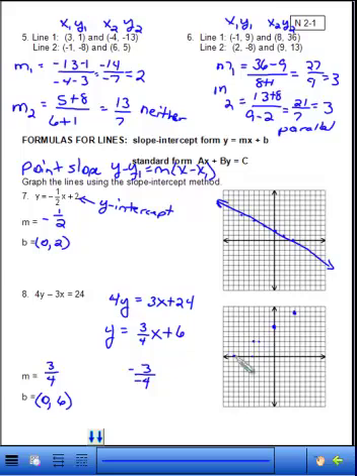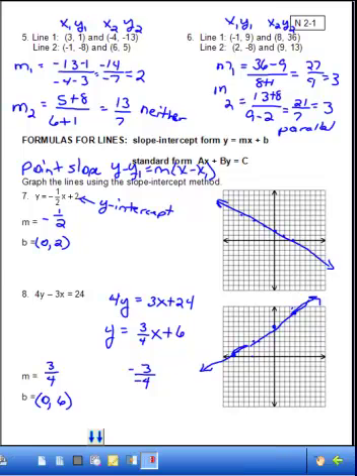Okay. Should be right up there. And then I try to draw in my straight line. So there's your line for this particular problem. Let's go down and finish out the page of our questions.